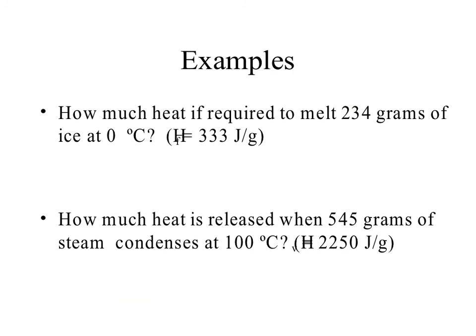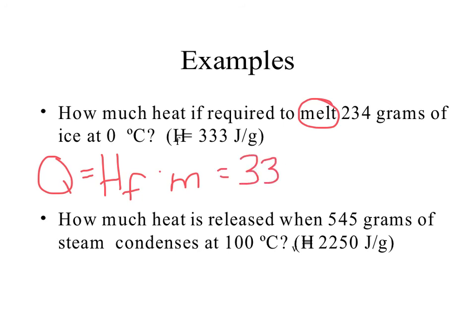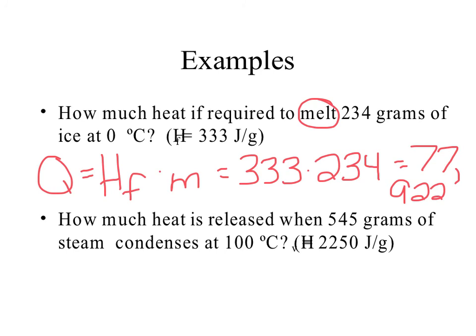So let's try two of those. How much heat is required to melt 234 grams of ice at 0 degrees Celsius? You're melting, so you're going to use the equation Q equals HF times M. We're given HF, 333, and we know that we're melting 234. So if I work that out on my calculator, 333 times 234 equals 77,922 joules.